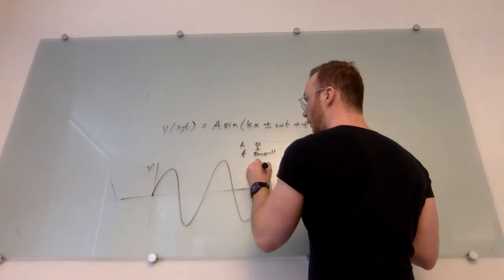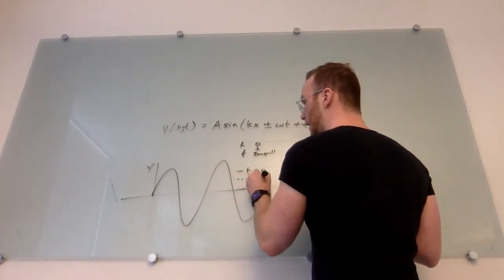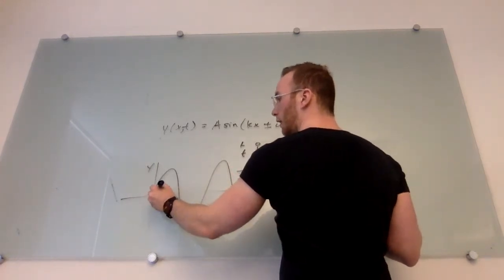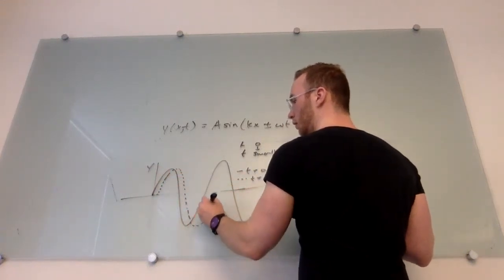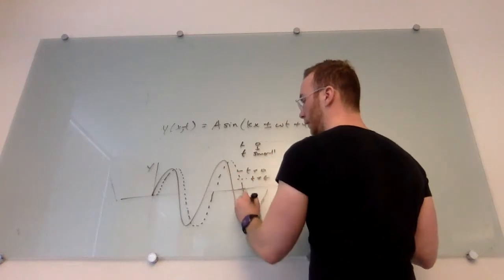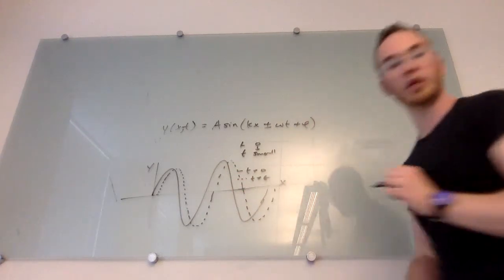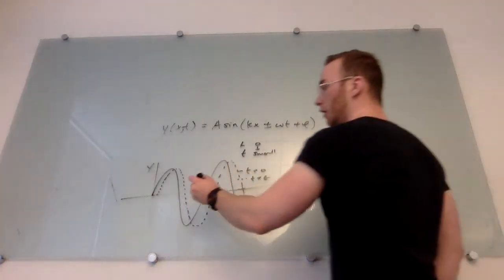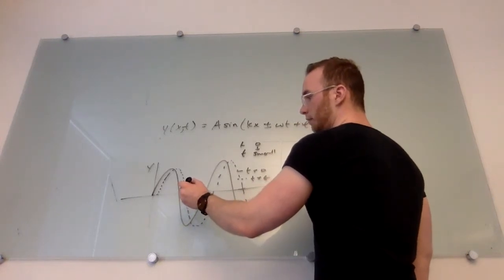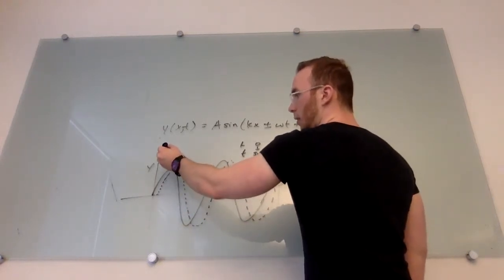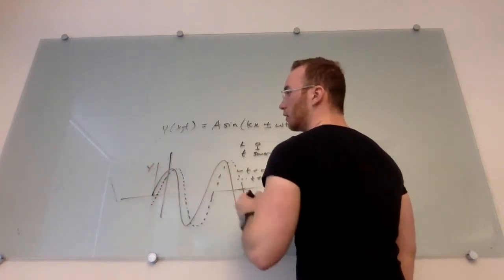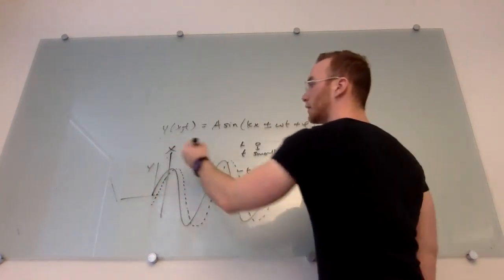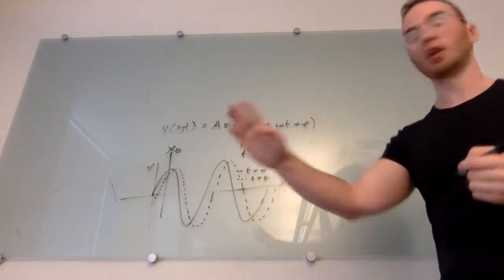At t equals 0, it looks like this. At t equals some small number, it's going to go like this, right, if it's moving to the right. And now what you'll notice is that at a given x position, this is x naught, this is a fixed x position, right?